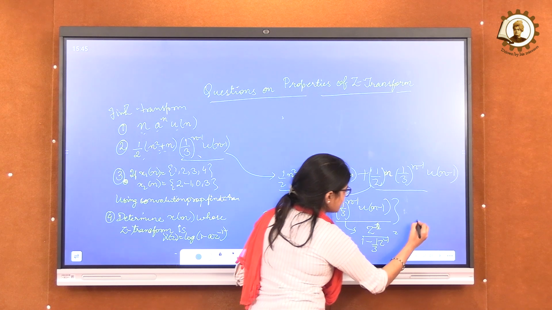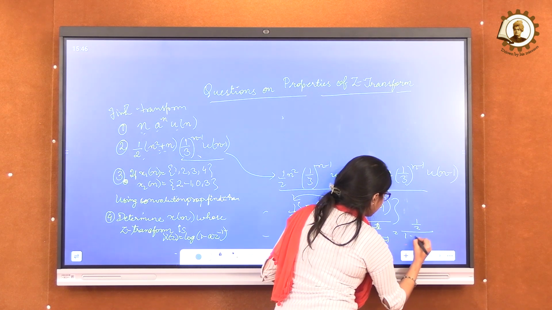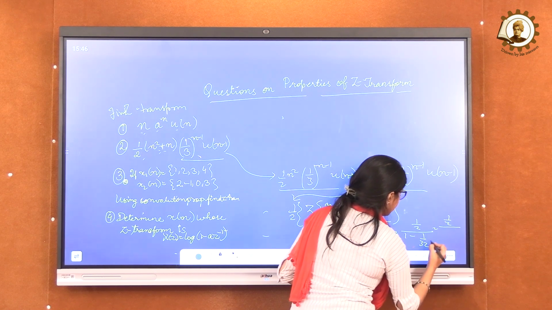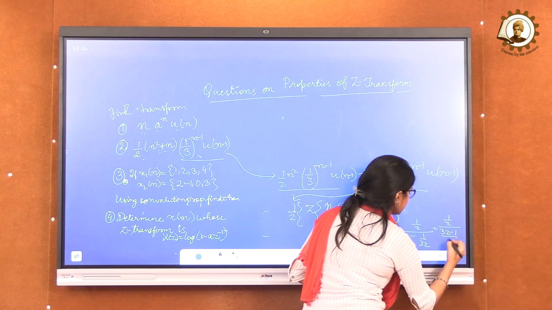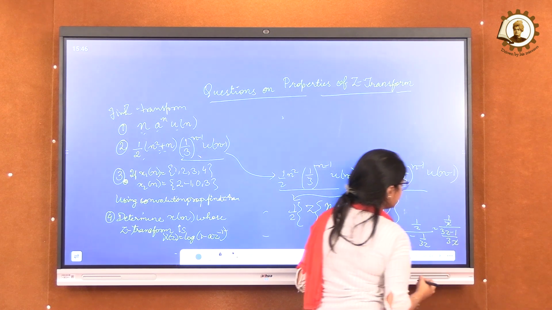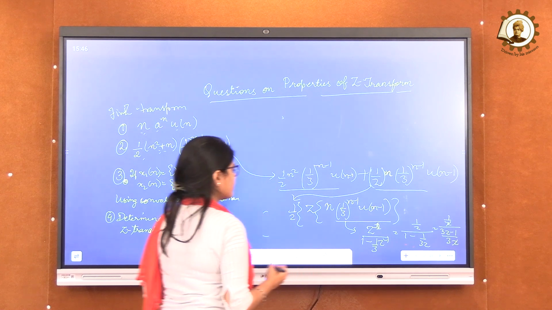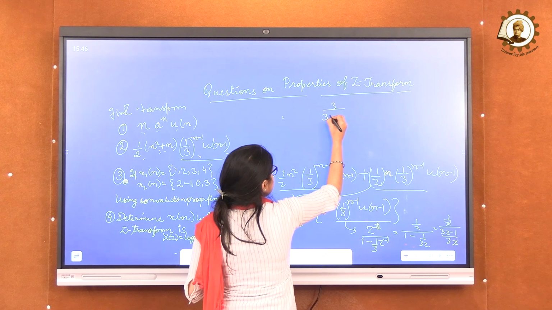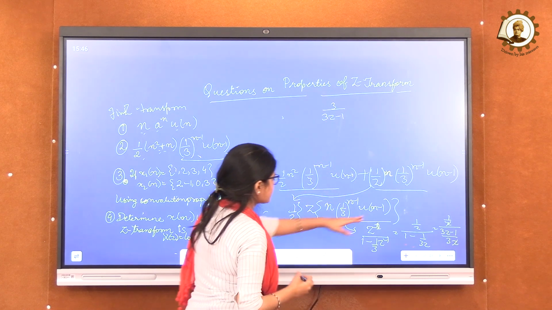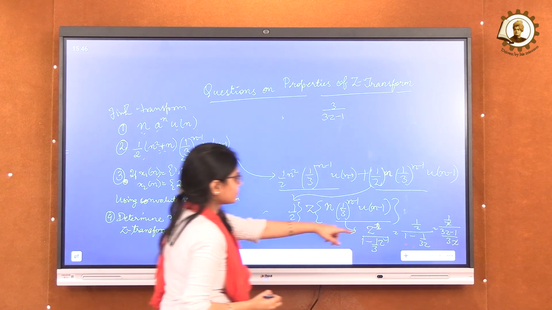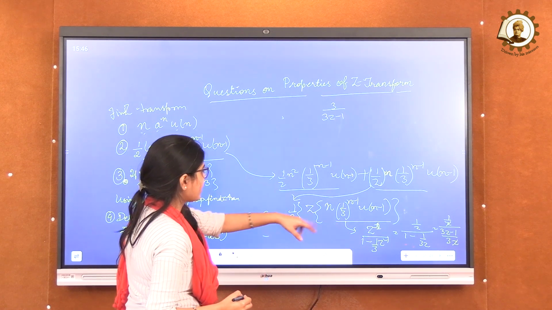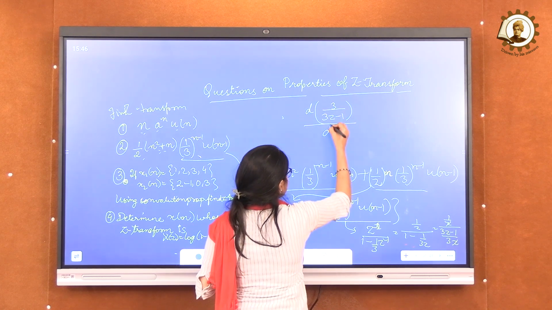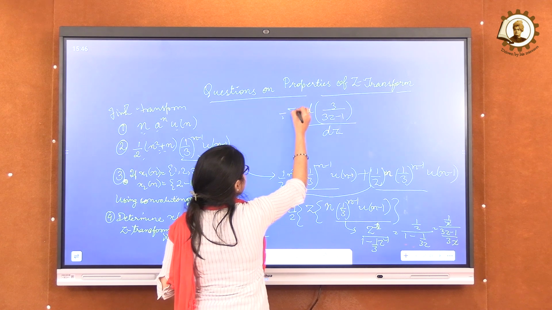So this is 1 by z divided by 1 minus 1 by 3z. This becomes 1 by z divided by 3z minus 1 by 3z. So z and z get cancelled. So what you have is 3 by 3z minus 1. Now this was the Z transform, right? Yes. Now 3 by 3z minus 1 has to be differentiated, with respect to z and multiplied with minus z.